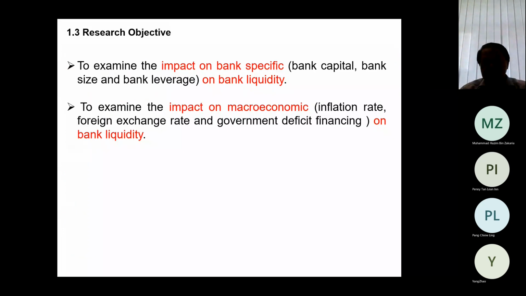Okay. So as a result, basically, I'm going to look at two areas. The first area is the impact of bank specific factors. Bank specific here, I'm talking about three very important items: bank capital, bank size, and bank leverage. These are the impact of bank specific factors that are controlled by the bank itself. The second area is the impact of macroeconomy. Macroeconomy here, we are talking about three very important elements: inflation, foreign exchange rate, and government deficit. Therefore, I split into bank specific and macroeconomy.